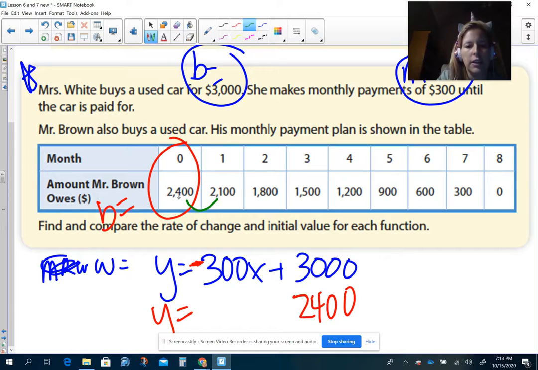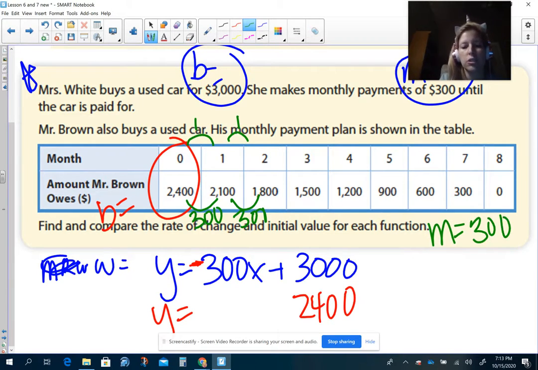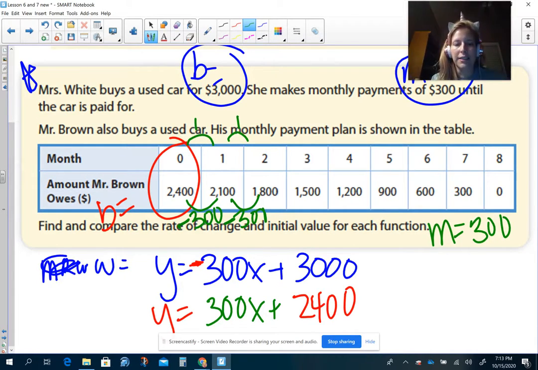So let's see. The change in y is 300. The change in y is 300 again. And look, a change in x is 1. So what is his rate of change? Mr. Brown's rate of change, you should have noticed, was 300 also. And again, look at what's happening to my numbers. Do you see? It's changing by a negative 300. I'm subtracting. That's why it's a negative 300.